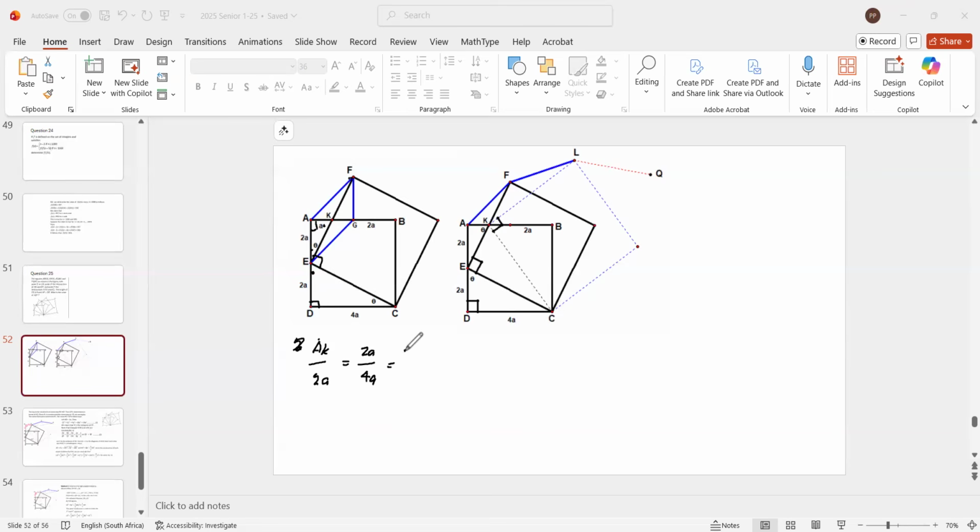But this is half, right? So AK is a half of 2A. So AK must be A, right? For it to cancel. So that is why I've got AK is actually A here. So this part here is really A.